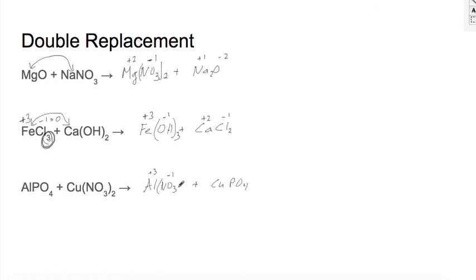Crisscross, we need to have 3 of these nitrates, copper and phosphate. Copper in this case is going to be +2. Why? Well, we know that nitrate's -1. Since there's 2 of them, that means that copper has to be a +2. +2 on that side, +2 on that side. Phosphate from the polyatomic ion sheet is -3. So there's 3 and there is 2. So there you go.